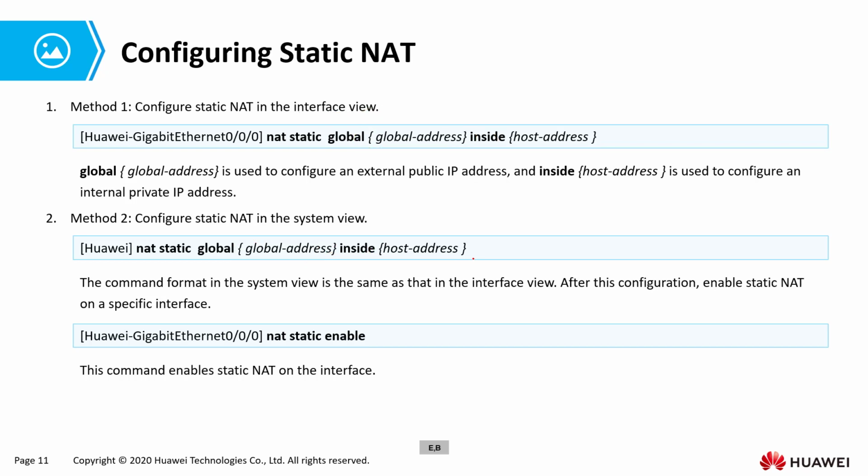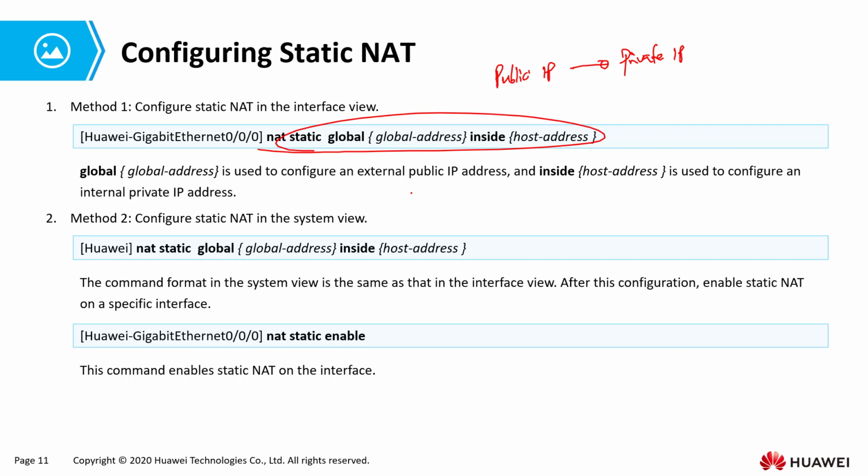You can use either of these, but the idea is when you finish configuring this command, you've set up a pairing. You've paired a public IP and the private IP that translates to it. That's the purpose of this command. You can configure that at an interface or in the system view of the device. Now, you will need to go and enable NAT on the interface on which you want NAT to be terminated by using the command nat static enable. It enables the static NAT on the interface.